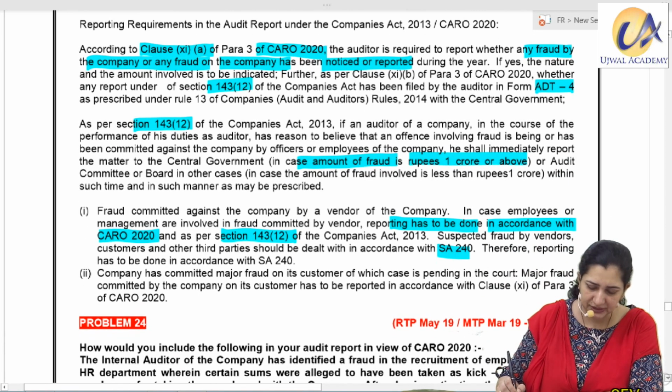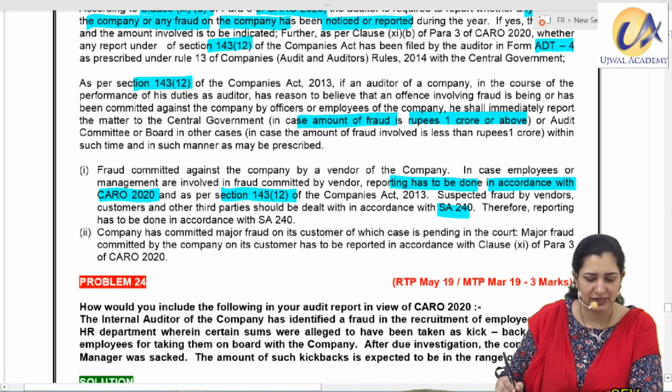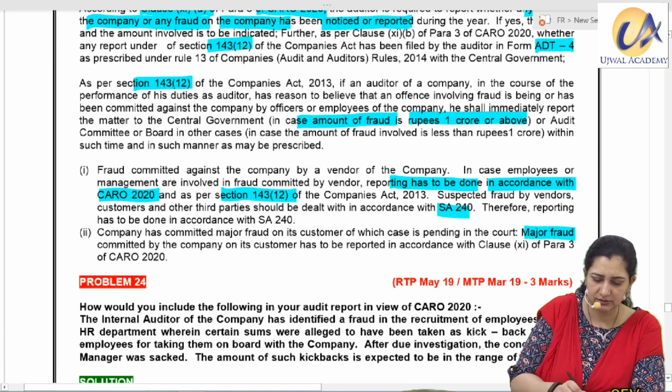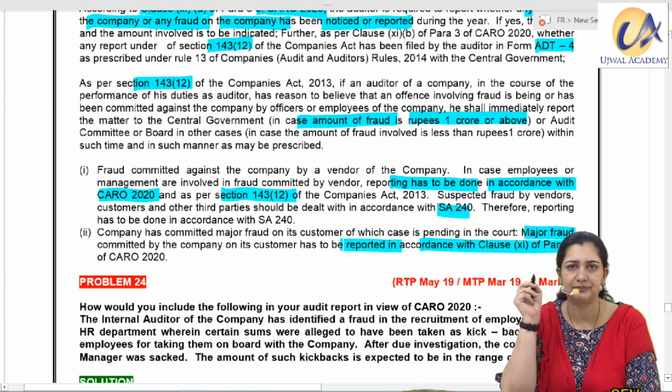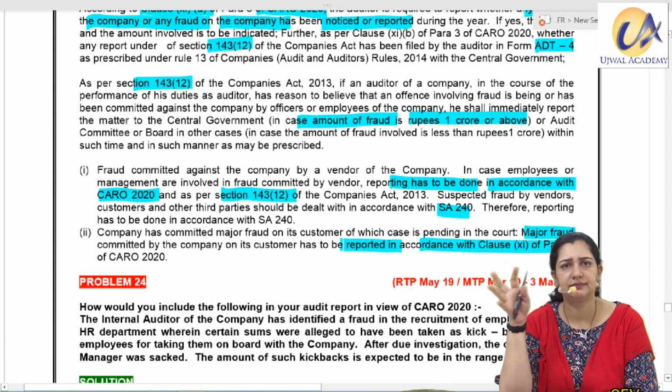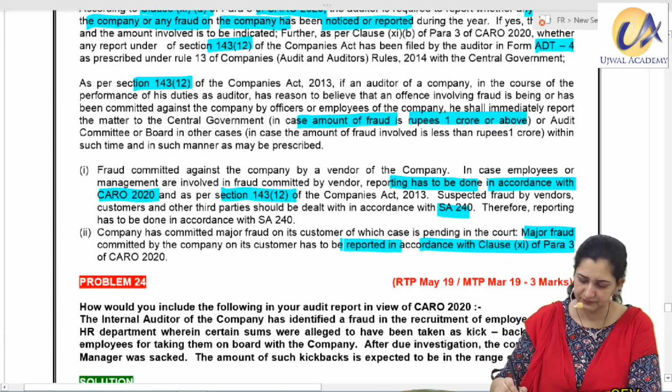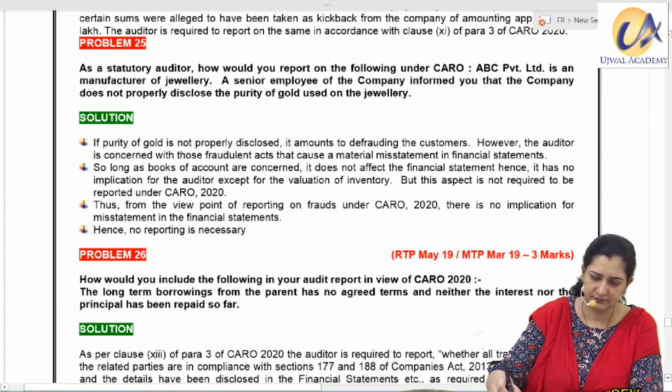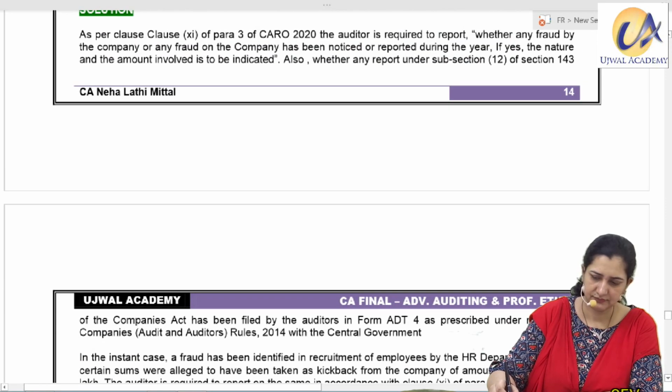And similarly, if the company has also done a fraud, the same thing we will have to report as per clause 11. So fraud relating, these are the points. Next one.